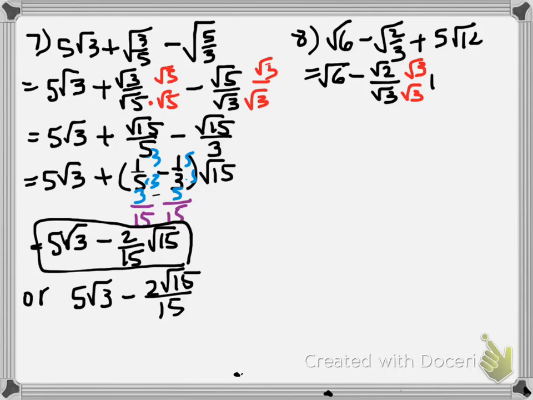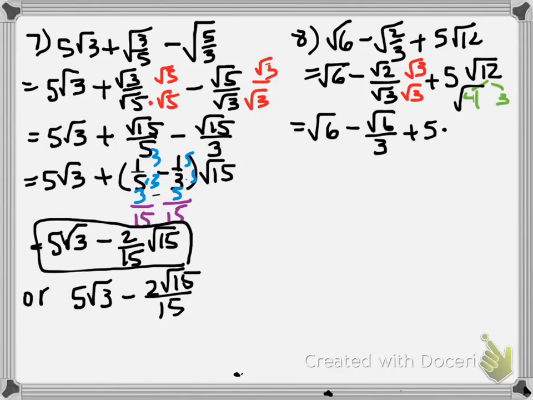On the next guy, we're going to come up with the perfect square factors of 12. So we've got a 4, and his partner would be 3. Okay, let's keep going. So we have a radical 6 minus a radical 6 over 3, and then plus 5, and then we take the square root of 4, comes out and it's a 2, and we can't take the square root of 3. So we've got radical 6 minus radical 6/3 plus 10 radical 3.